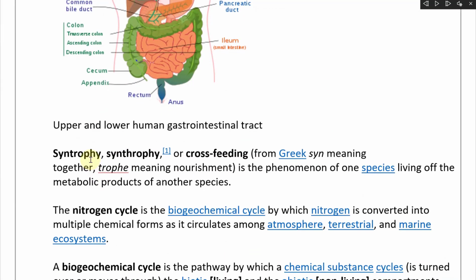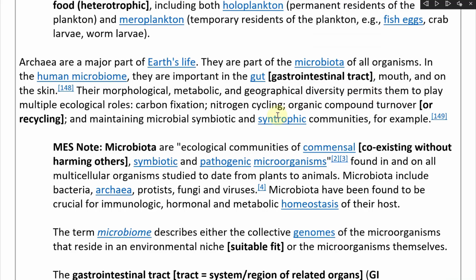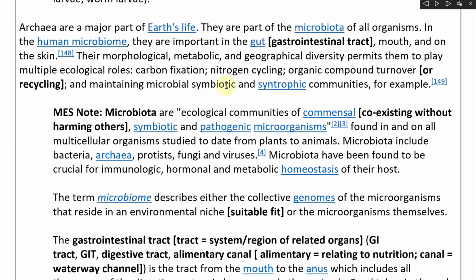And the next step is right here: syntrophy, with an H there, or cross-feeding. This is the part over here. Let's just read the sentence. So their morphological, metabolic, and geographical diversity permits them to play multiple ecological roles: carbon fixation, nitrogen cycling, organic compound turnover or recycling, and maintaining microbial, symbiotic, and syntrophic communities.